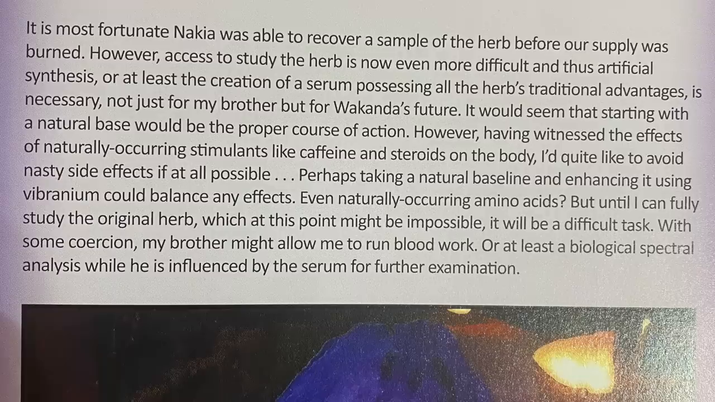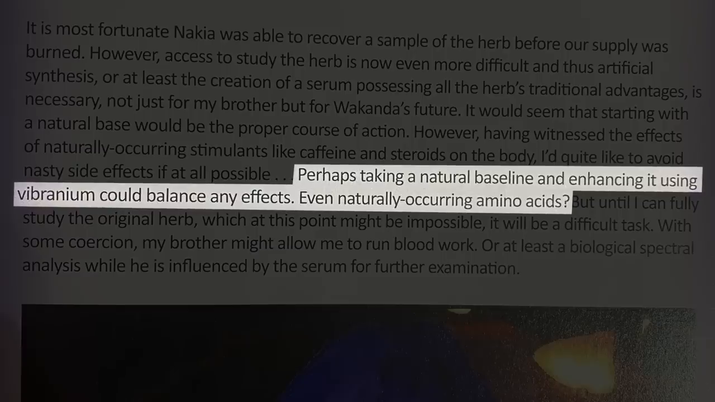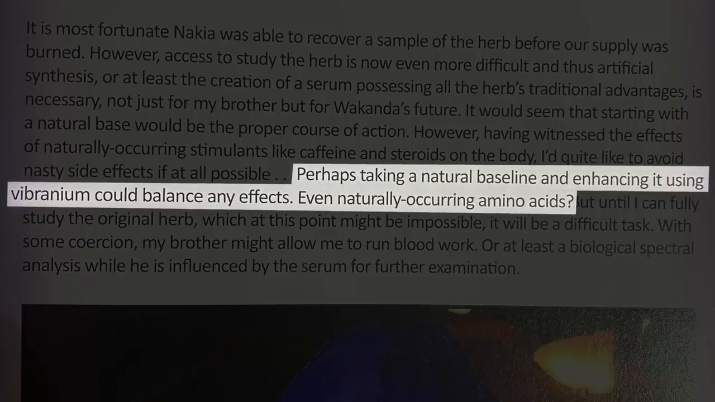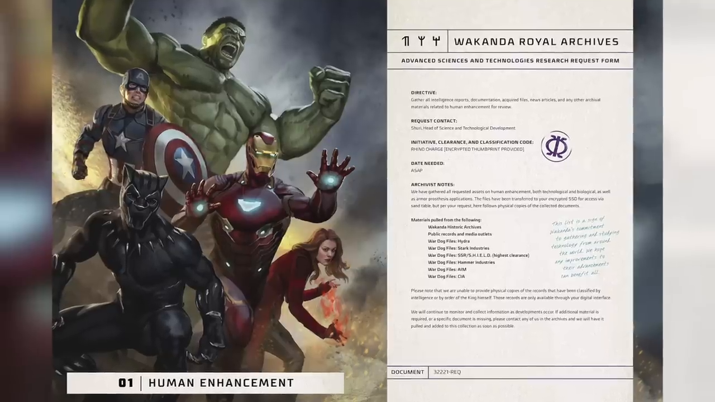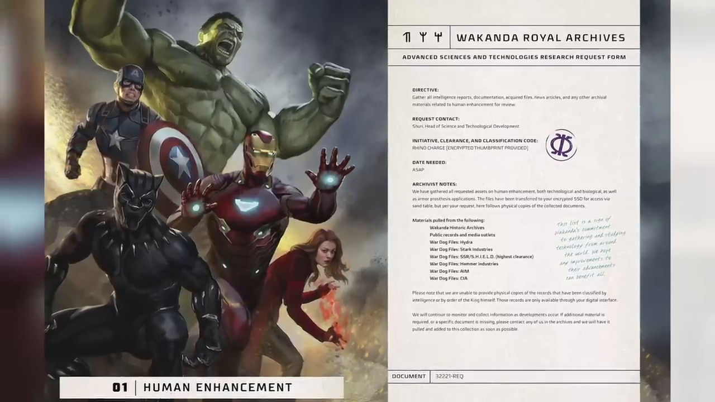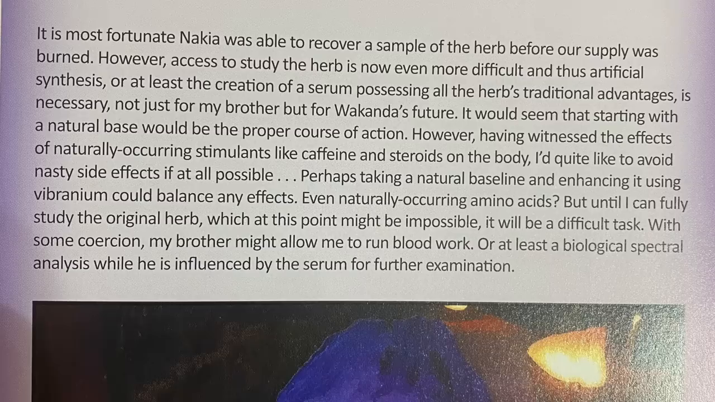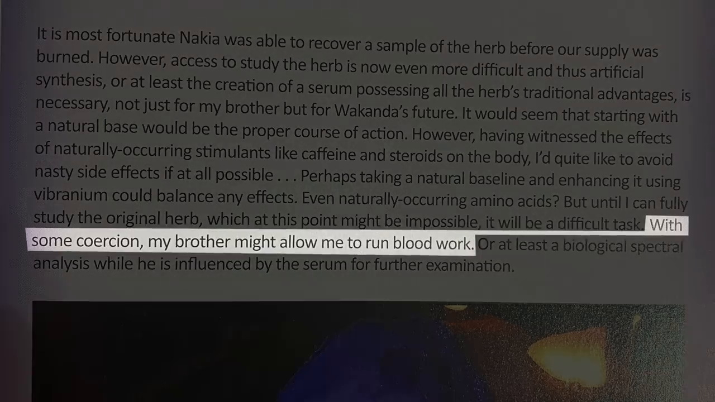Now, in the book, Shuri writes about how she's trying to synthesize the herb, where she speculates that using naturally occurring amino acids and then applying vibranium to enhance the effects could work. And this is essentially what she does in this movie. Using the naturally occurring acids within the vibranium plant, enhanced it with vibranium to create a new heart-shaped herb. She goes on to study the history of the MCU to find a solution to this problem. Like I said, it's a very cool book. And in the book, she also writes, "With some coercion, my brother might allow me to run some blood work."